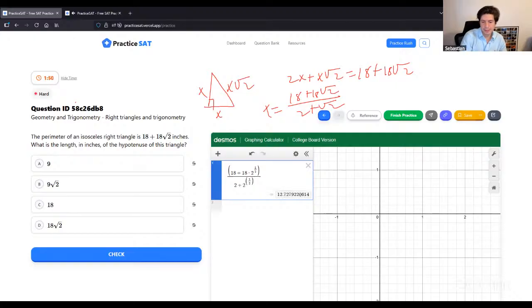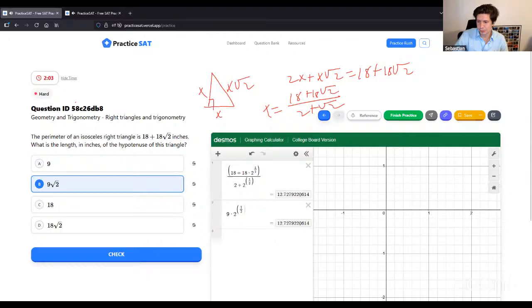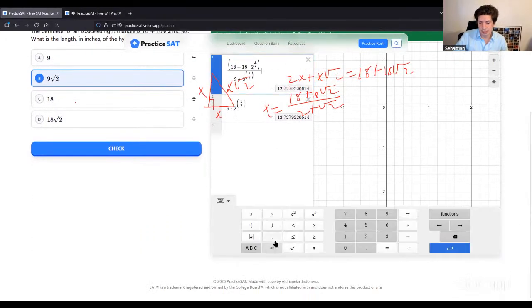So we get 12.72. None of those answers are there, but let's do 9 times 2 to the 1/2. We got that. So it should be B. All right, see, this one, you just think about it algebraically and it works out. Also, go here to get the root button. I just didn't feel like scrolling down. Why? I have no idea.